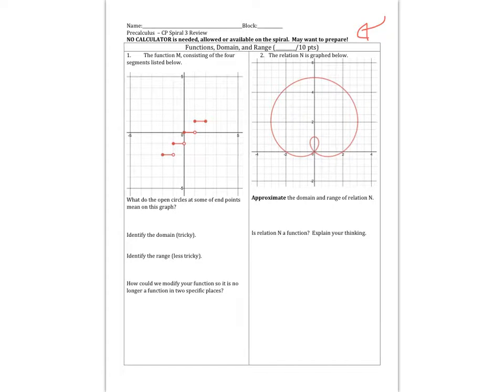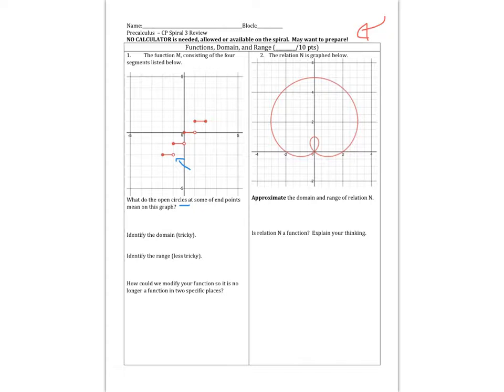Okay, first up, let's talk about functions. We're looking at function f, consisting of 4 segments listed below. The first thing we want to talk about is what do the open circles at some of the endpoints mean on this graph. It means that those endpoints don't exist. The graph goes all the way up until we reach each of those places and just stops there.